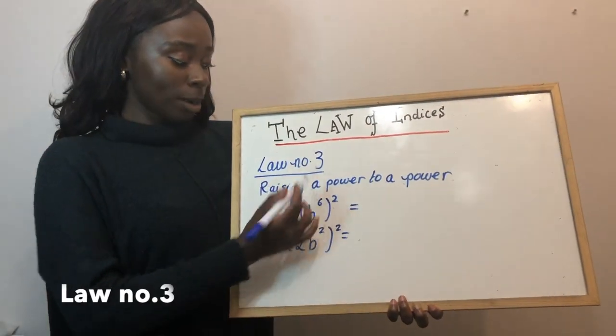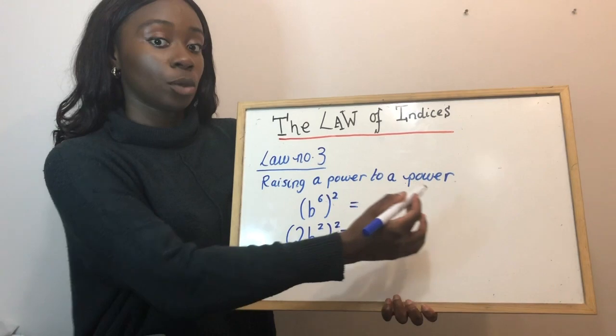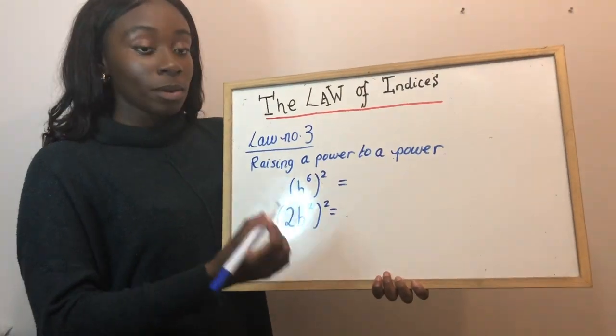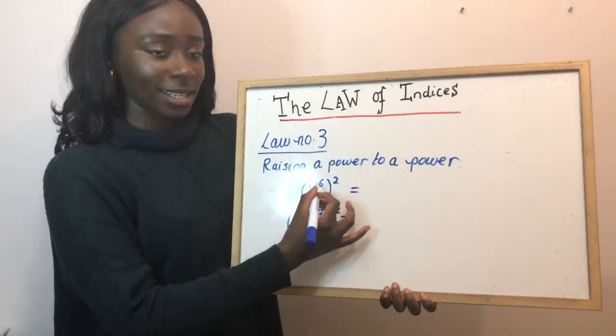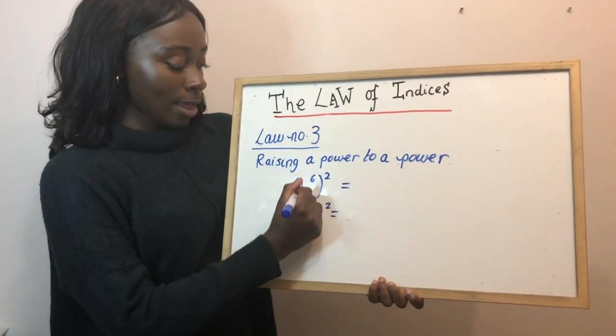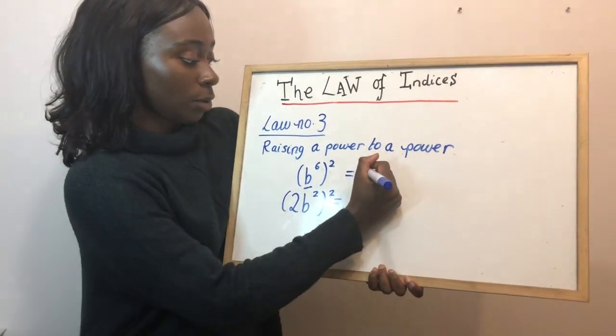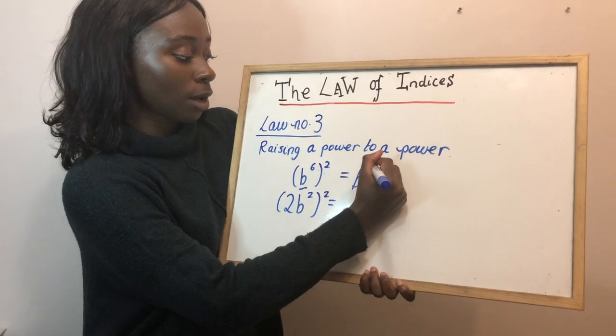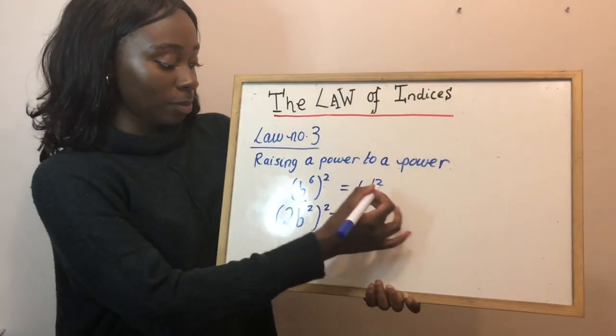So now we've got law number 3, which is raising a power to another power. When we raise a power to another power, we've got to times the indices. So you've got 6 times 2, and b is the base. So you've got b, and 6 times 2 equals 12. So your final answer is b to the power 12.